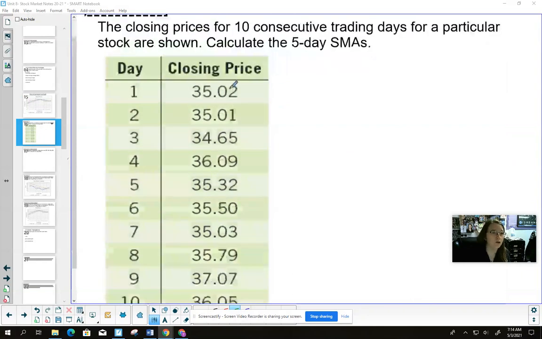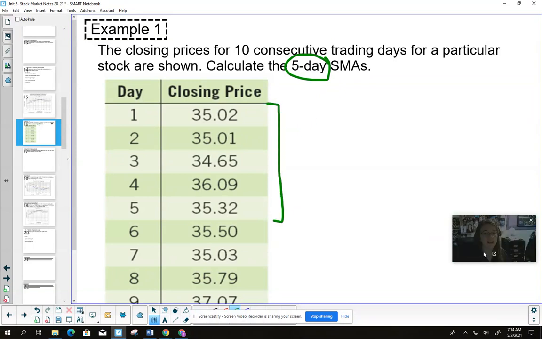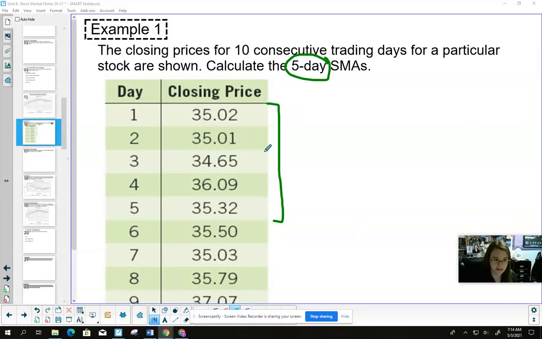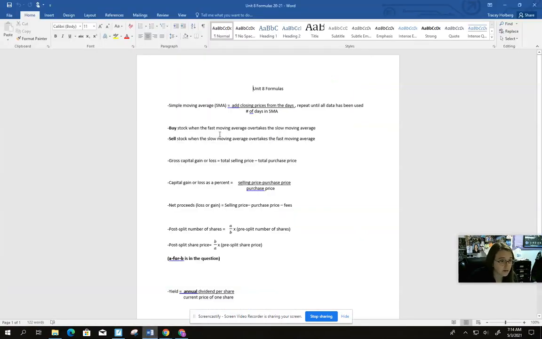So we have the closing prices for 10 consecutive days here. We want to calculate the 5-day SMAs. This means we're going to take 5 days at a time for each average. So here's our first average, of the first 5 days. Now, we know how to do an average, right? This is on your formula sheet.